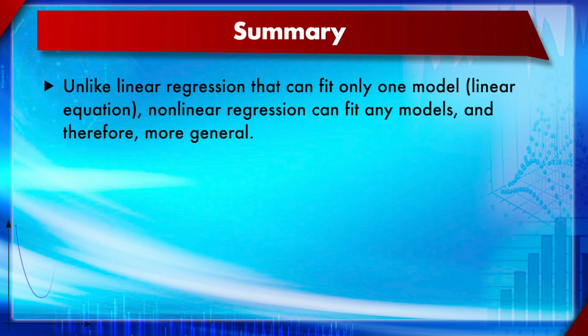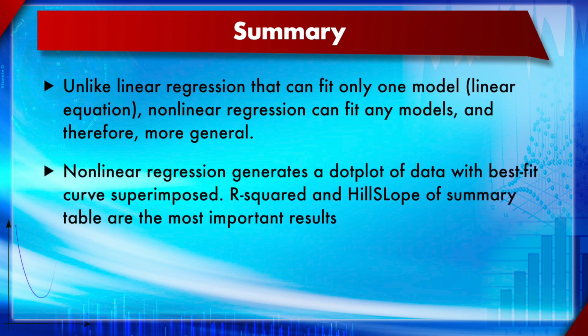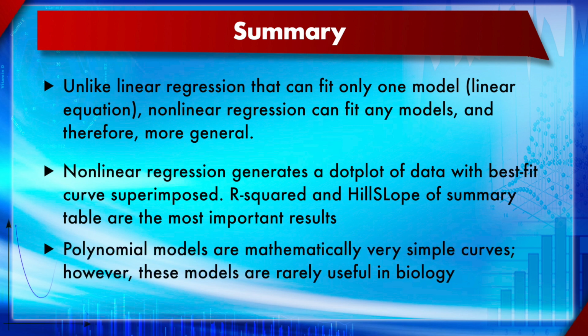In summary, unlike linear regression that can only fit the linear model, nonlinear regression can fit any model and is therefore more general. Nonlinear regression generates a dot plot of the data with the best fit curve superimposed. R squared and the Hill slope summary table are the most important results. Usually nonlinear regression does not generate a p-value, while linear regression does generate a p-value. Polynomial models are mathematically very simple curves. However, these models are rarely useful in biology.